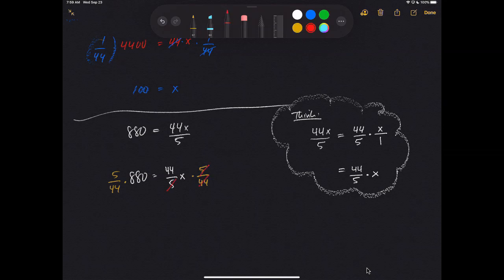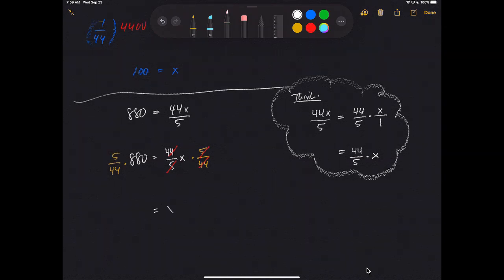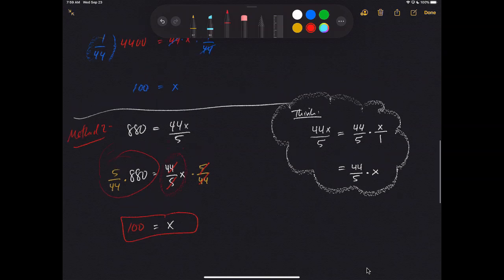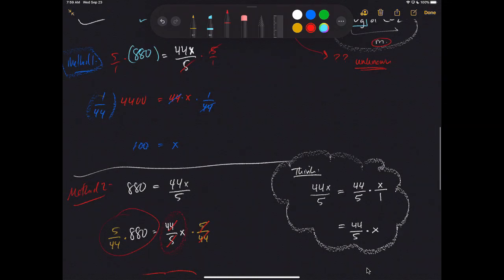What happens? The 5's cancel, the 44's become 44 over 44, we're just left with 1. And so I get x on this side, and then everything else is on the left. So 880 times 5 over 44, if you do this in the calculator, you get the same answer, 100. This is how I would do it. One reason is because it's helpful to think of variable expressions that have fractions like this, and it takes care of all the work in one shot. You don't have to do 2 steps. So I hope that helps.